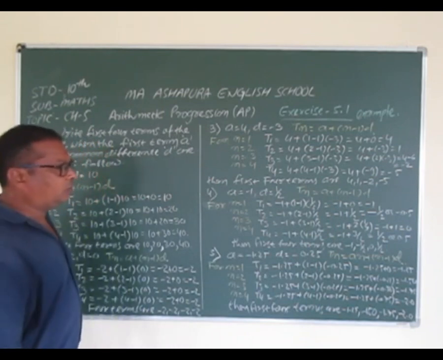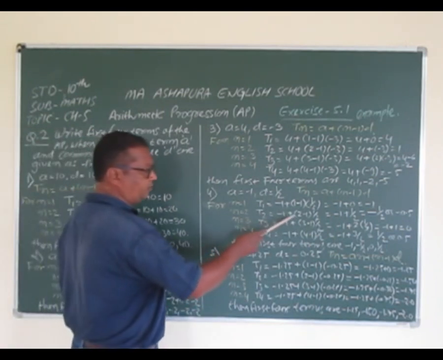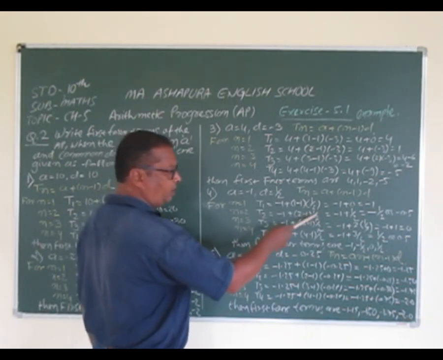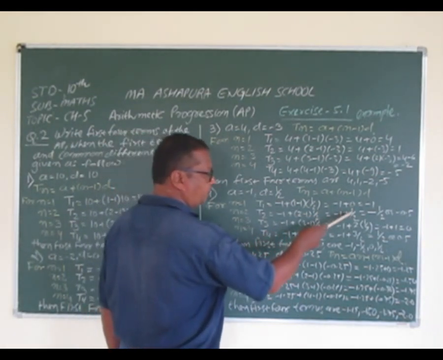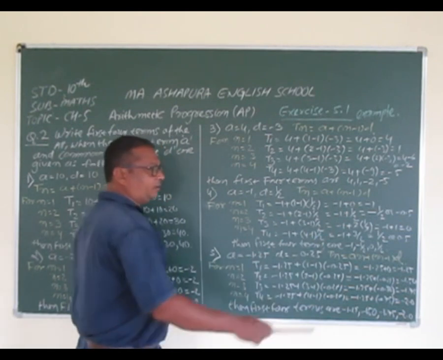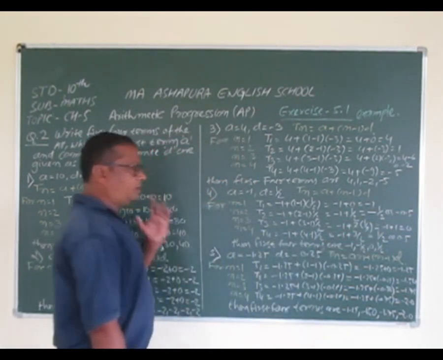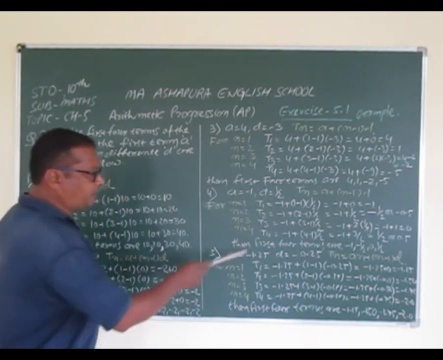Now n is equal to 2. Therefore T2 is equal to minus 1 plus 2 minus 1 into 1 half. 2 minus 1 is equal to 1, and 1 half ones are 1 half. So minus 1 plus 1 half, and we get minus 1 half, or we can also write minus 0.5 in decimal form.